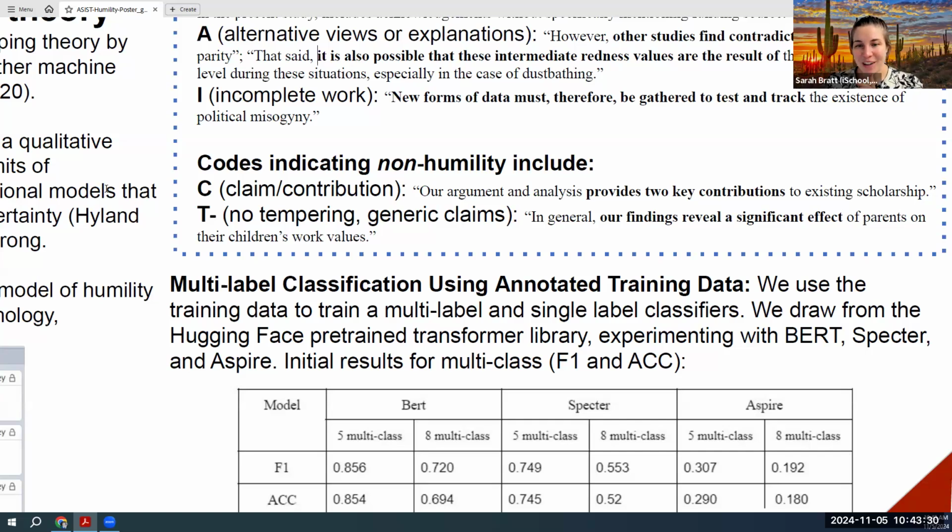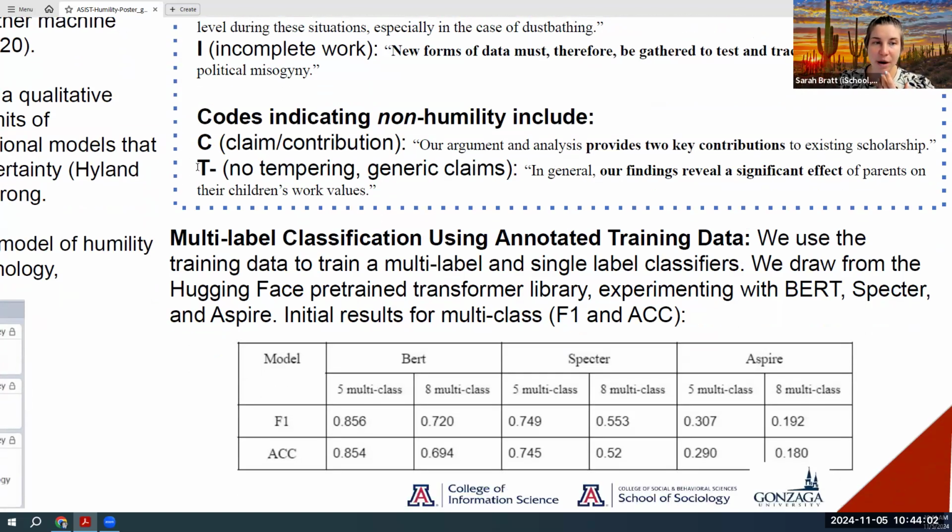So for example, you can say, "In general, our findings reveal a significant effect of parents on their children's work values." So here you can see it's very generic. It's in the present tense, which indicates that this is the case always, so to speak. Which parents? Which children? They don't refer back to their sample. They use language that's much more generic to apply more universally. So here, when we see no tempering and generic claims, we do code it as T minus.